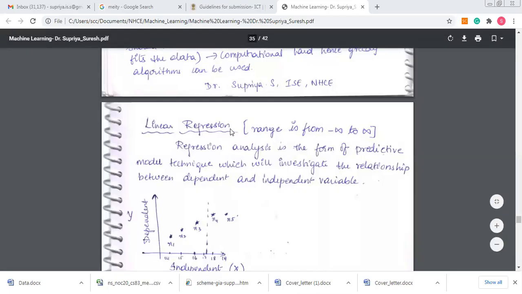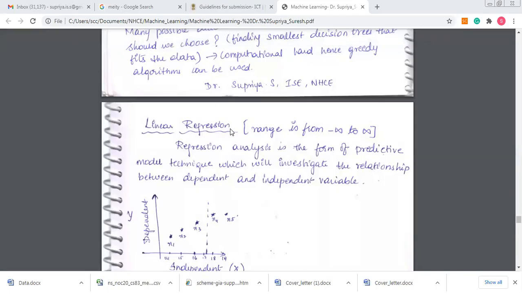So to begin with today's session, we will look at linear regression, logistic regression, and multiple linear regression. Okay, first let's go ahead with linear regression. What exactly is a linear regression?